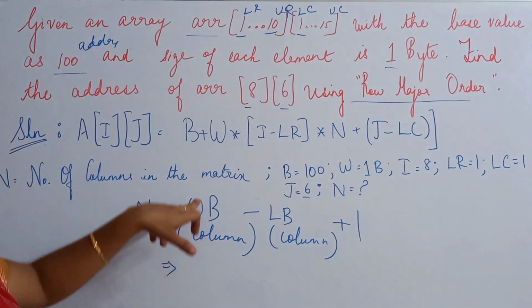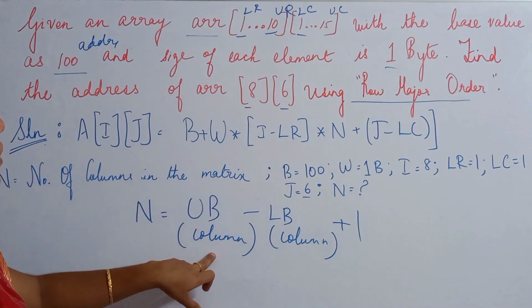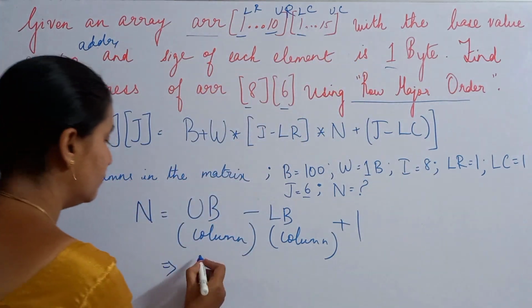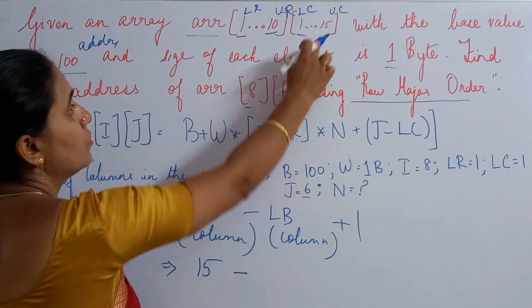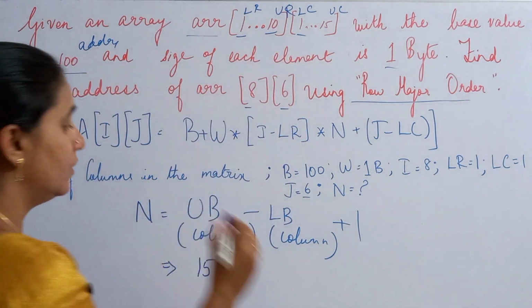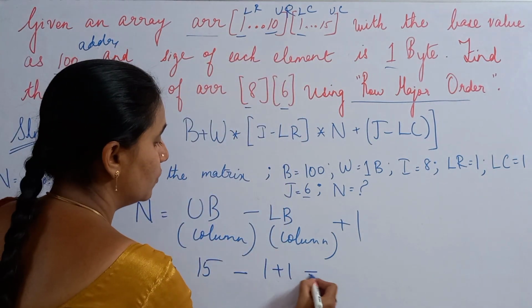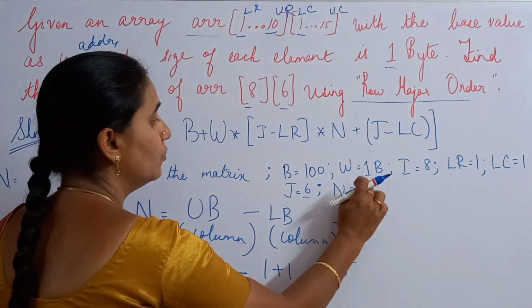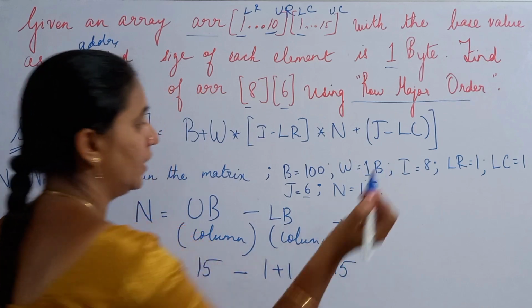So what is the upper bound of the column? This is the column value. The upper bound of the column is 15 minus the lower bound of the column, which is 1, plus 1. So you will get the answer as 15. Now you replace this value as 15.